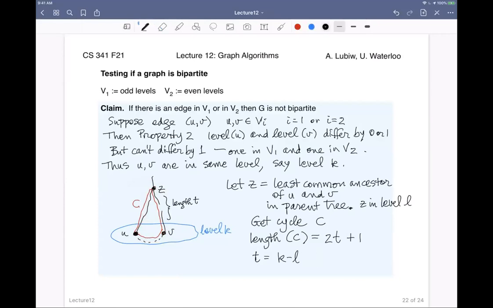Okay, so this is an odd length cycle, right? I'm only looking at this number and saying it's of the form even number plus 1, so it's an odd number. It's an odd length cycle, and therefore the graph G is not bipartite. Okay, so that's a beautiful little proof.